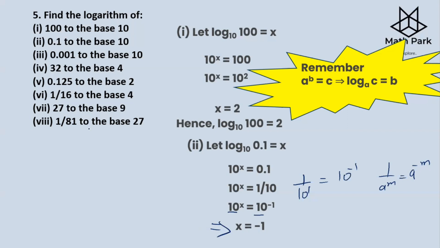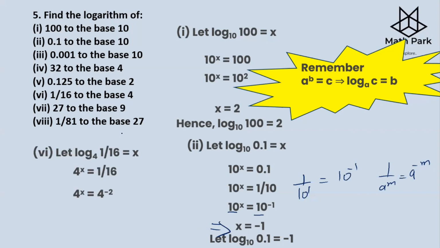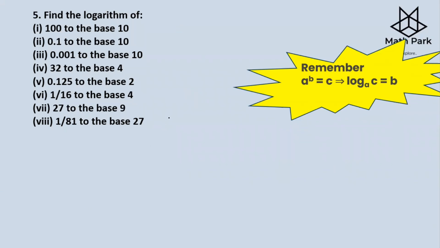Let us take 1 with the fraction now. We'll solve the sixth one. We have log of 1 by 16 to the base 4. Let us take it as x. So writing in the exponential form, 4 to the power x is 1 by 16. Now 4 square is equal to 16. So it is 1 upon 4 square, which becomes 4 to the power minus 2. Comparing, if the bases are equal, we have the powers equal. So we get x is equal to minus 2, or log of 1 by 16 to the base 4 equals minus 2.